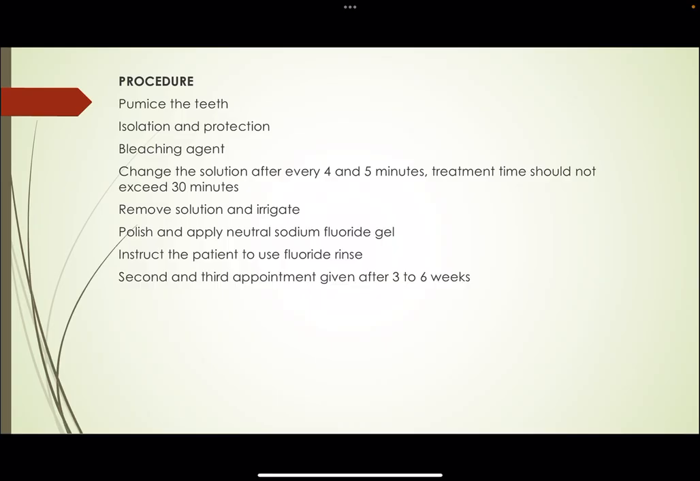Now coming to the procedure: pumice the teeth, isolation and protection, and the bleaching agent is applied. Then we have to change the bleaching agent after every 4 to 5 minutes. Treatment time should not exceed 30 minutes. Now we remove the solution, irrigate, polish and apply neutral sodium fluoride gel. Now we instruct the patient to use a fluoride rinse, and the second and third appointments are given after 3 to 6 weeks.